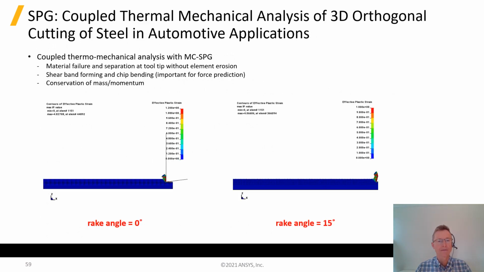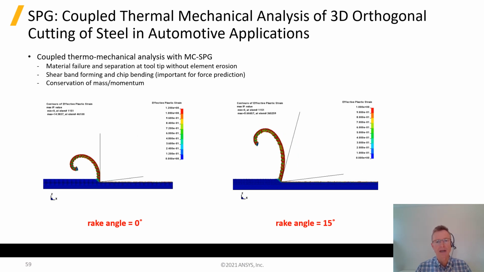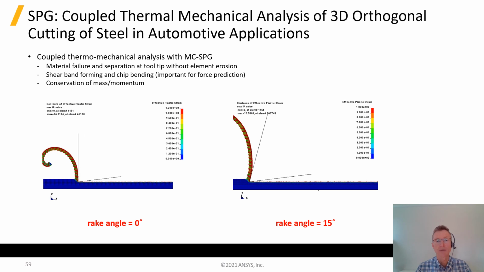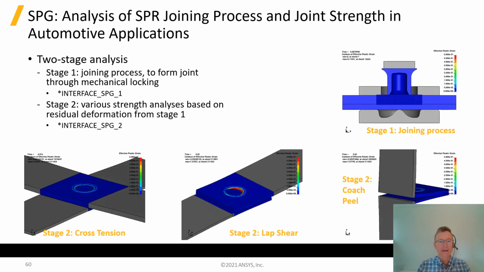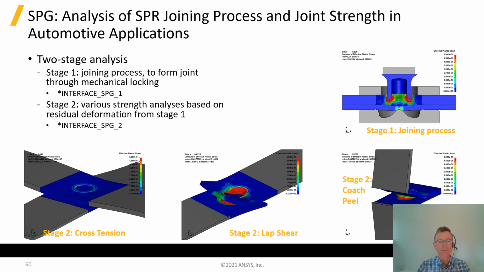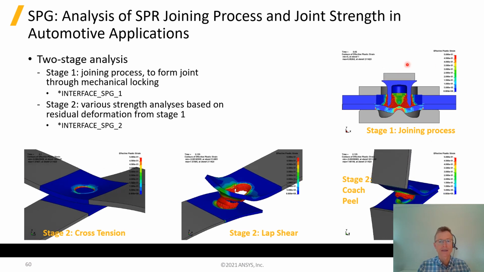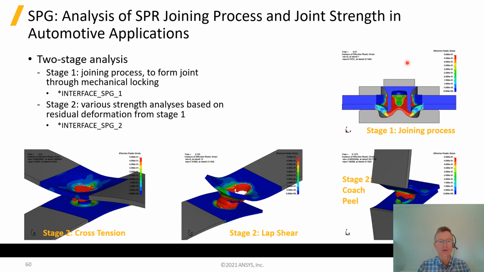Here's an application of SPG to model metal cutting. So you start from a solid element mesh, and that gets converted automatically to the SPG particles. This slide illustrates a two-stage process. In the first analysis, a self-piercing rivet is installed to join two sheets. A new feature then enables the residual stresses and deformation to be transferred to a second analysis, modeling tension and shear tests on the joint.